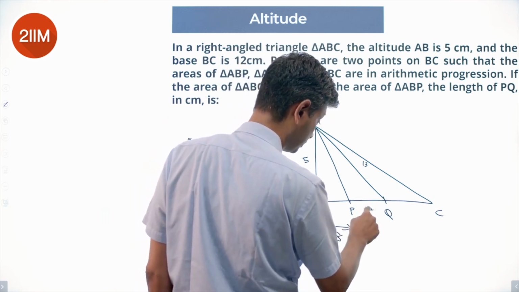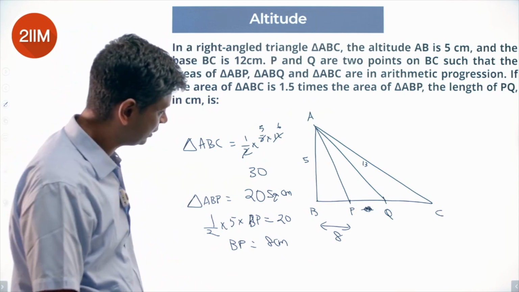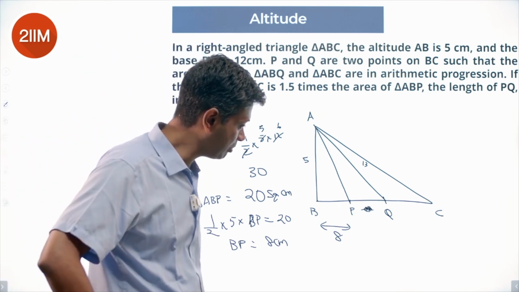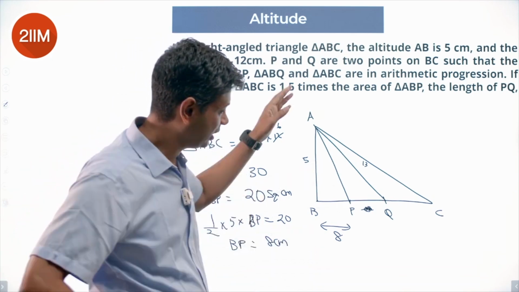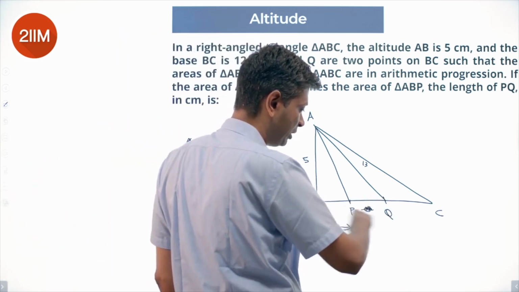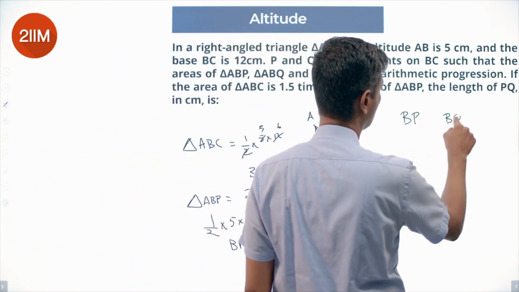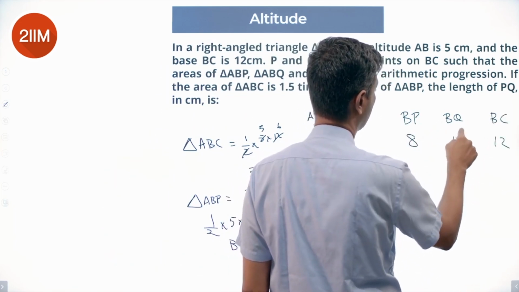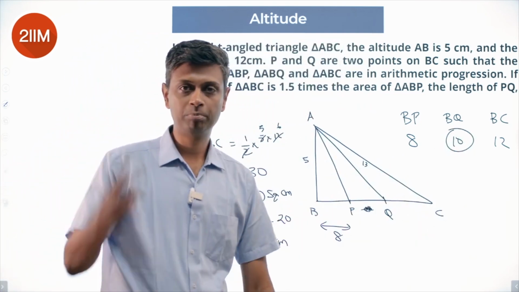The whole thing is 12. What do we need to find? We need to find the length of PQ. These three areas are in AP. The areas of triangles ABP, ABQ and ABC are in AP. The heights are the same, AB, so the three bases BP, BQ and BC should be in AP. This is 8, this is 12, so it should be 10. The length of PQ: this is 8, the whole thing is 10, so PQ is 2.